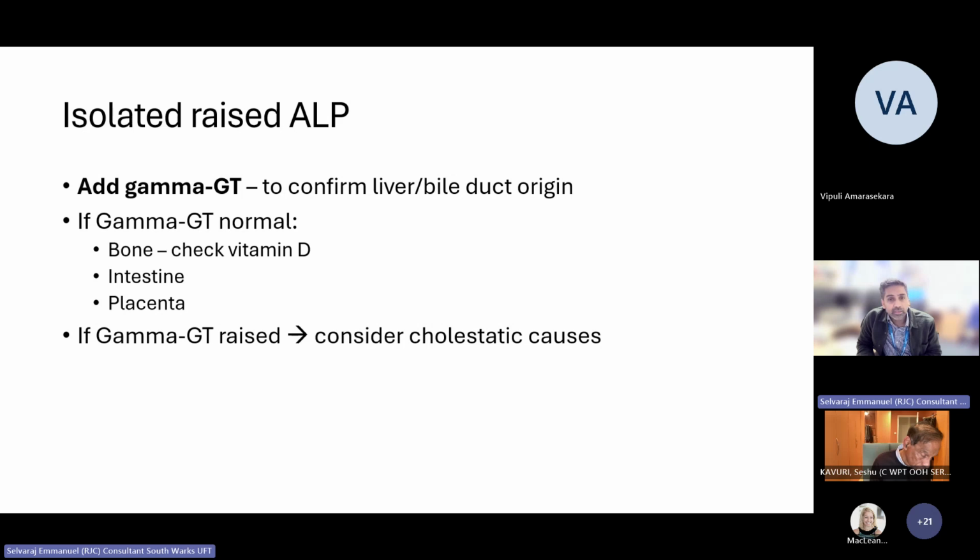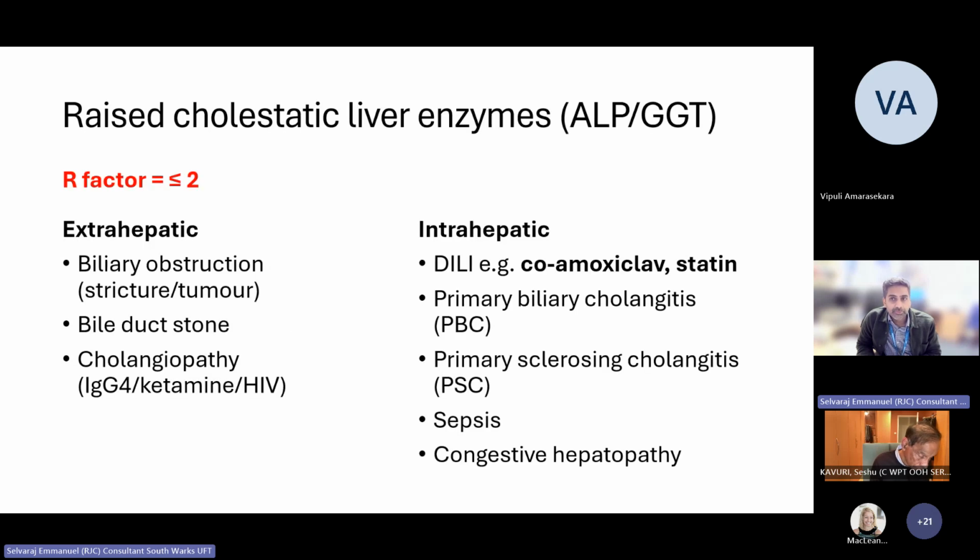So if the gamma GT is raised, then we can consider cholestatic causes of liver enzymes. If we remember, cholestatic liver enzymes are raised ALP and gamma GT, and if we go back to the R factor of less than 2 on our calculation, that gives us an idea that this is cholestatic liver enzymes, and working out whether it is coming from an extrahepatic cause or intrahepatic cause. Now, with the extrahepatic cause, I think it's fairly straightforward. If they're jaundiced and have raised ALP and gamma GT, immediately you're thinking biliary obstruction. Some of it would warrant a 2-week wait referral if you're considering tumor, particularly if it's painless jaundice. And if it's painful, you're thinking about stones. But I want to just highlight some other less common causes.